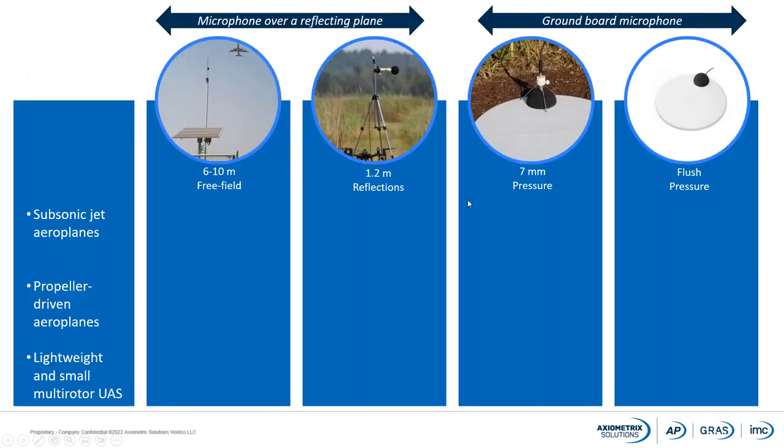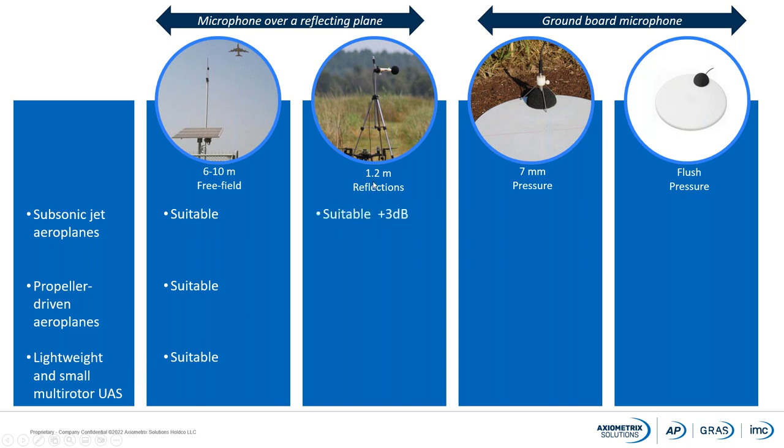So in order to sum up, I have this picture, and this is the second last slide. So it's soon time for some questions. If we take the 4 different methods that we have gone through in this presentation, we had the 6 to 10 meters free field condition. We had 1.2 meters with a reflecting ground. We had the 7 millimeter air gap with a pressure microphone. We had a flush mounted pressure microphone. So this is a free field condition because no reflections go up to the microphone again. So this is suitable for all 3 different kinds of flying vehicles.